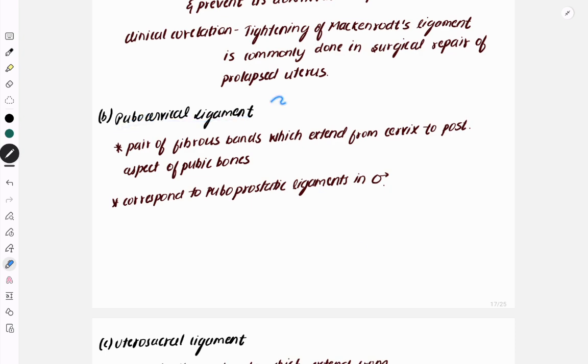The second ligament we have is the pubocervical ligament. As we already said, the pubocervical ligament goes anteriorly. It is a pair of fibrous bands which extends from the cervix to the posterior aspect of the pubic bone. So it starts from the cervix, moves anteriorly, and gets attached to the posterior aspect of the pubic bone. If this is the pubic symphysis, it will get attached to the posterior aspect of the pubic bones, and because it starts from the cervix and goes towards the pubic bone, it is called the pubocervical ligament. In males, it is called the puboprostatic ligament.